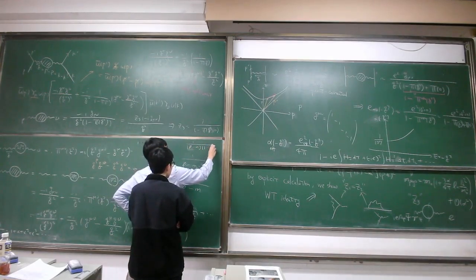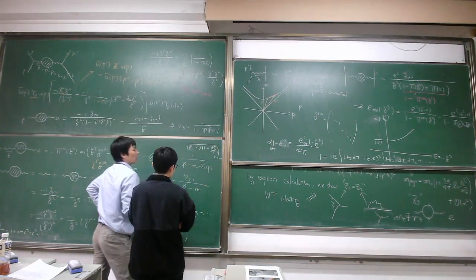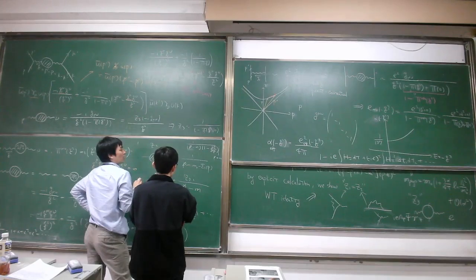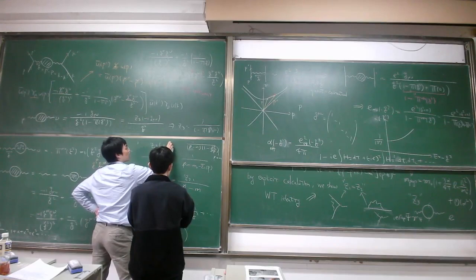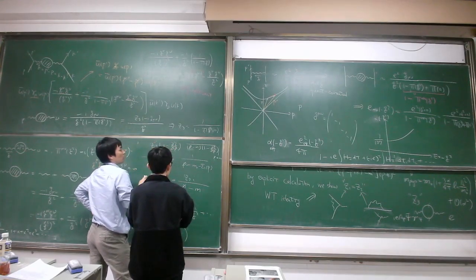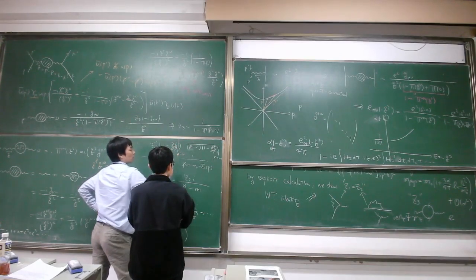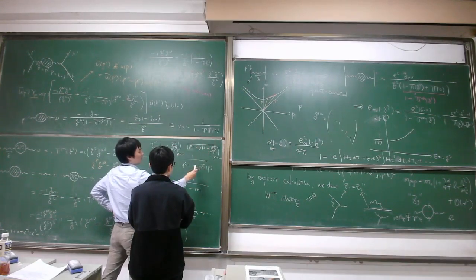1 minus partial sigma over partial p slash, and this is at p slash equal to m. Right? And this D2 is the 1 minus partial sigma, p slash inverse, right? That's what we did. So this is really the residue of this propagator.